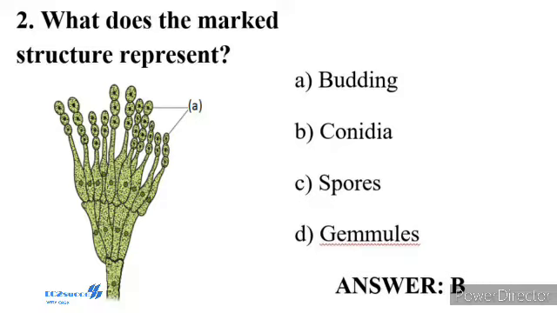Members of the kingdom fungi and simple plants such as algae reproduce through special asexual reproductive structures. The most common structure is the zoospore, that is usually a microscopic motile structure. Another common asexual reproductive structure is conidia, for example Penicillium. So the correct answer option B is conidia.